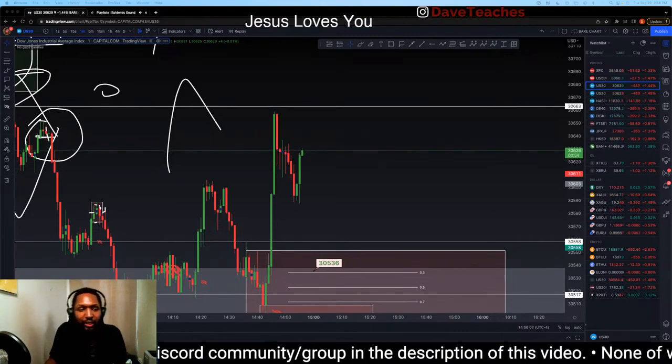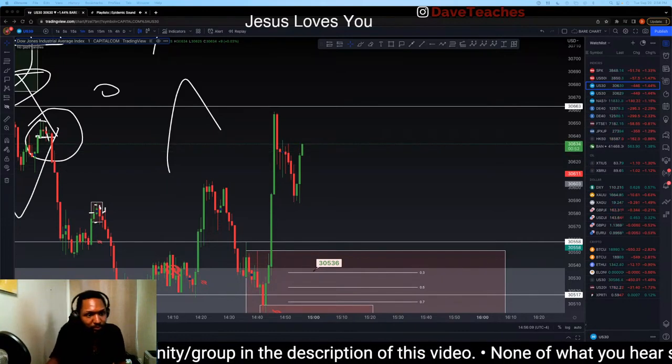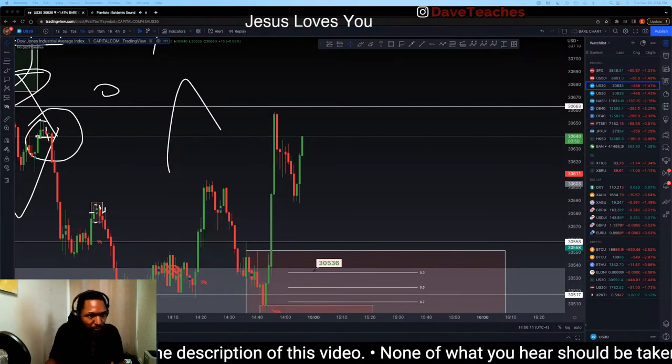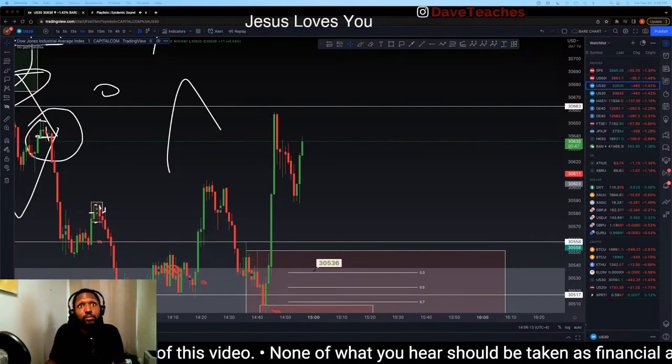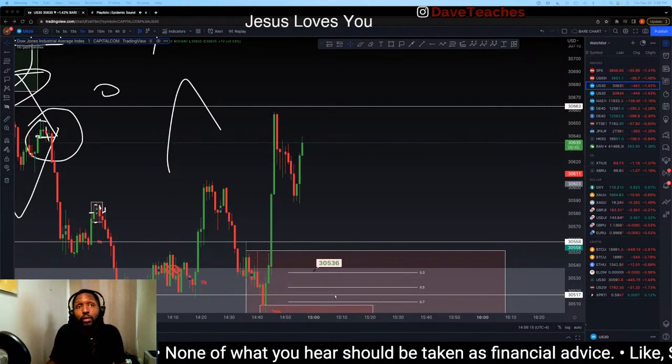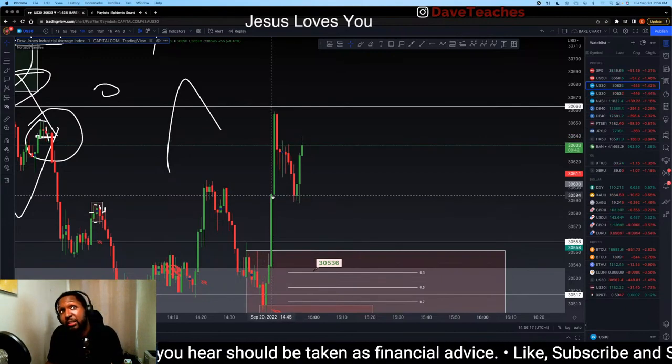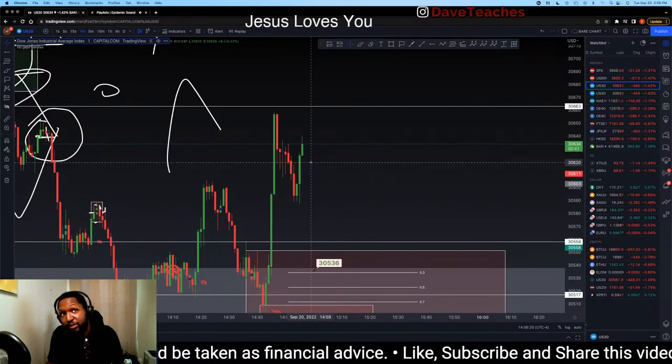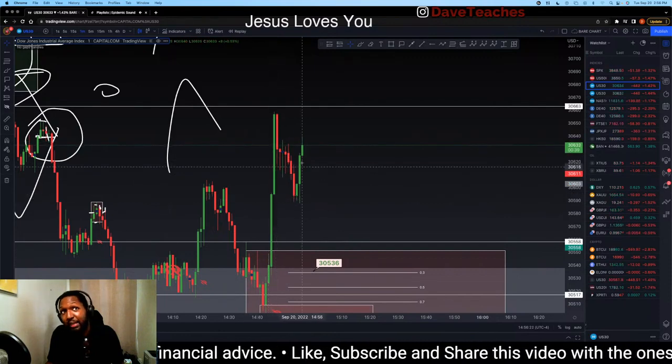Lil B, don't worry, I'll get you in there. I said I tapped into the beginning of this imbalance. Treat these imbalances like zones. Beginning of the imbalance, treat these imbalances like zones.